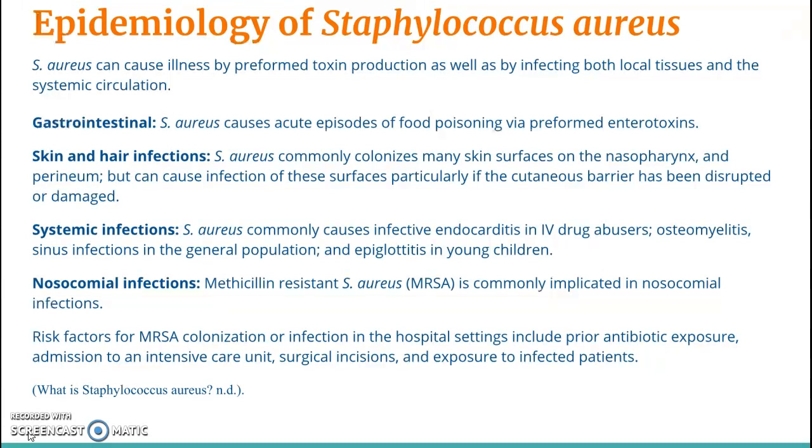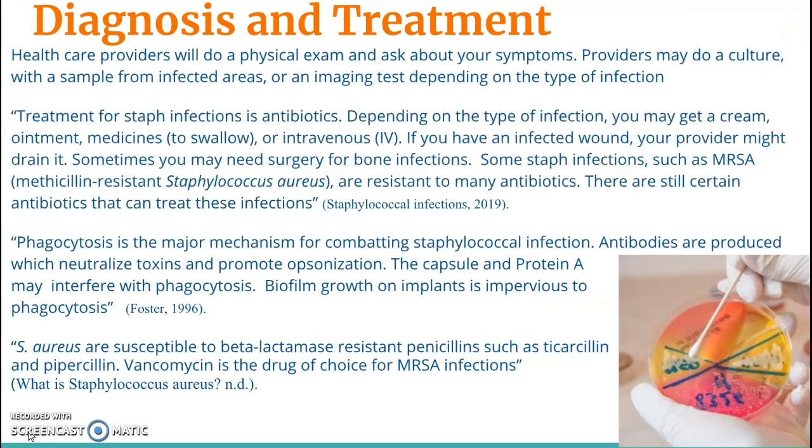And the risk factors for MRSA colonization or infection include prolonged exposure to anybody who may have been infected, being present in the intensive care unit, prior antibiotic exposure, or having any kind of a surgical incision. Treatment for staph infections is typically antibiotics. Depending on the type of infection, you may get a topical cream or ointment, you may have pills to swallow, or you may get antibiotics IV. If you have an infected wound, the provider might choose to drain it, or you may need to have surgery.